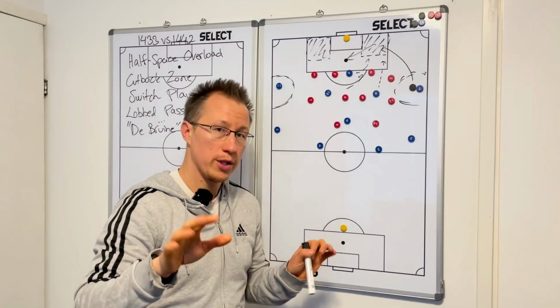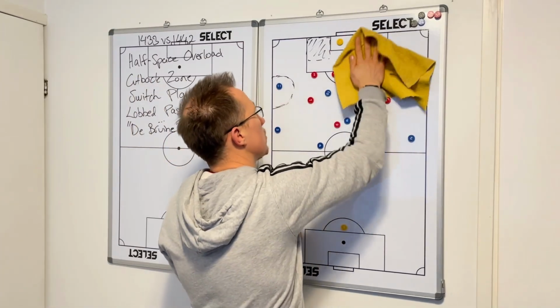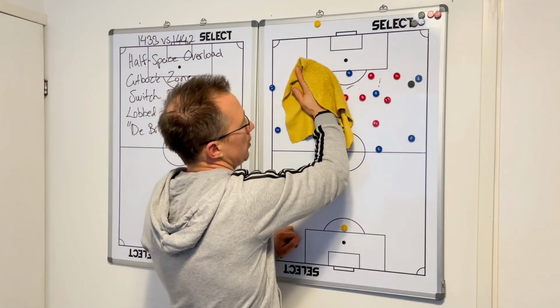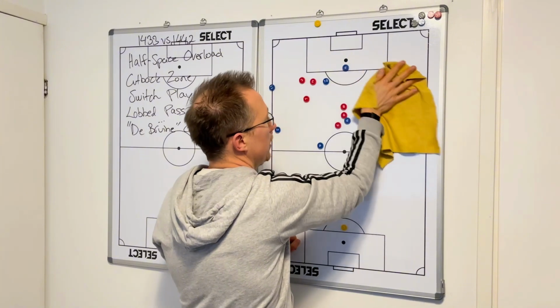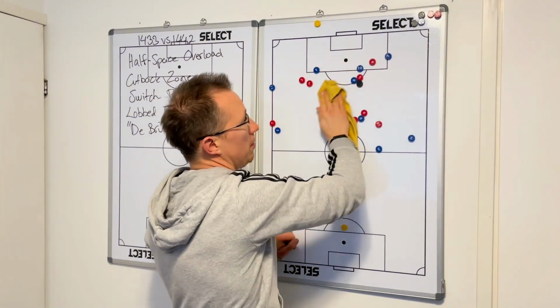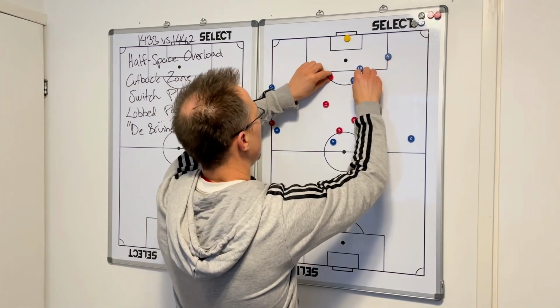Pattern 3, switching play. Again, let's remove these drawings and create a situation for switching play. Of course, this requires players to have some kicking technique and power, so maybe players under 14 and older. Let's put our players back.